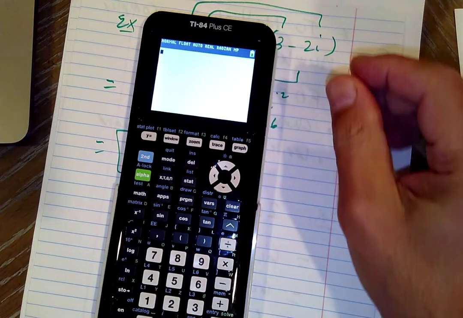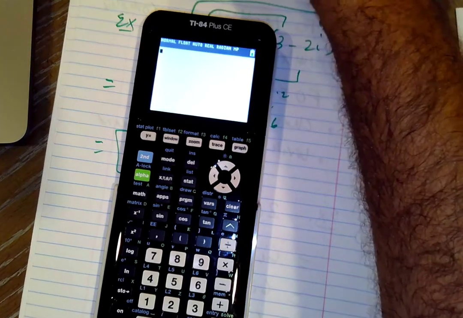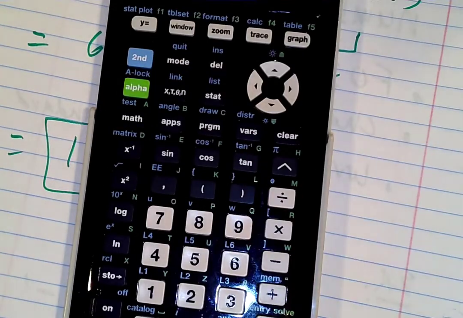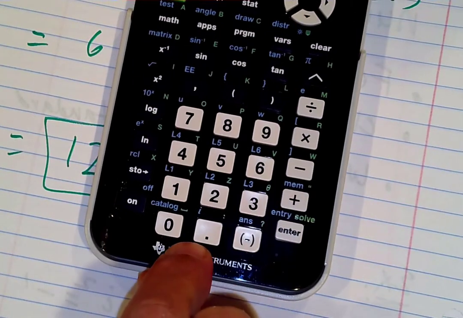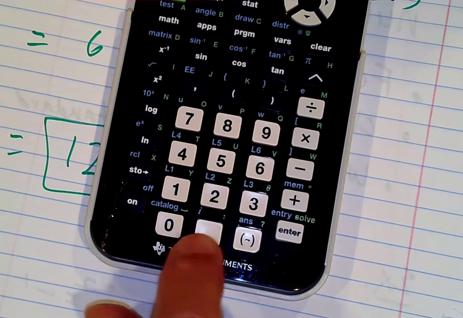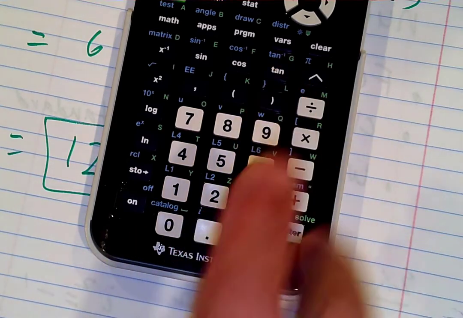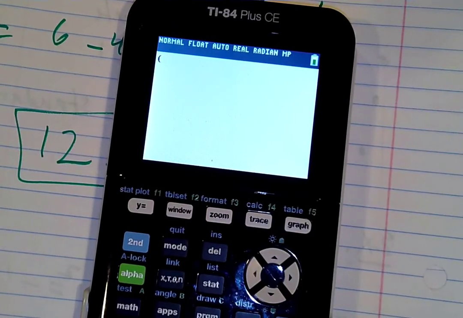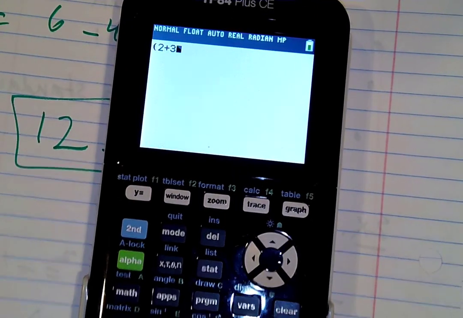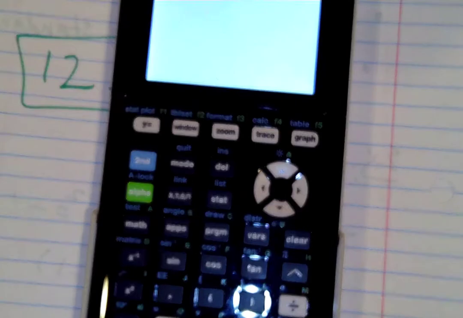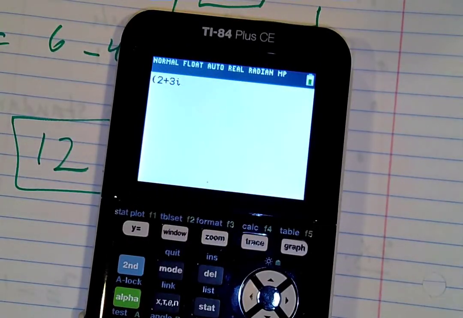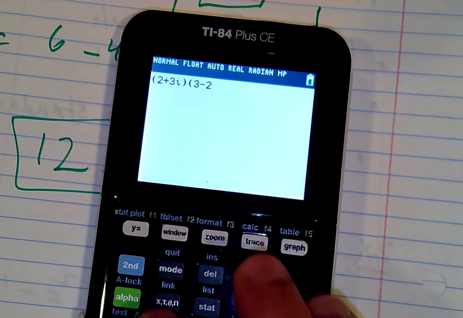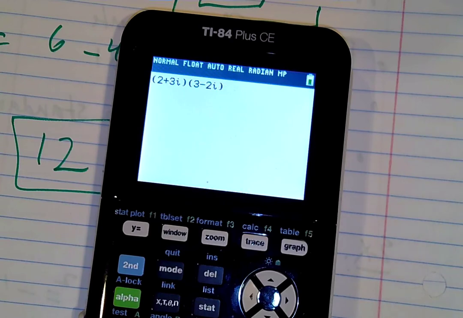Okay, let me just zoom in on this. So if you have a graphing calculator, it has an i right there where you see the dot in the background. i is in blue on mine. So say you want to do this on the calculator. So you do left parenthesis 2 plus 3i. To access this, you gotta do second dot, and then right parenthesis, left parenthesis 3 minus 2i, second dot, right parenthesis.